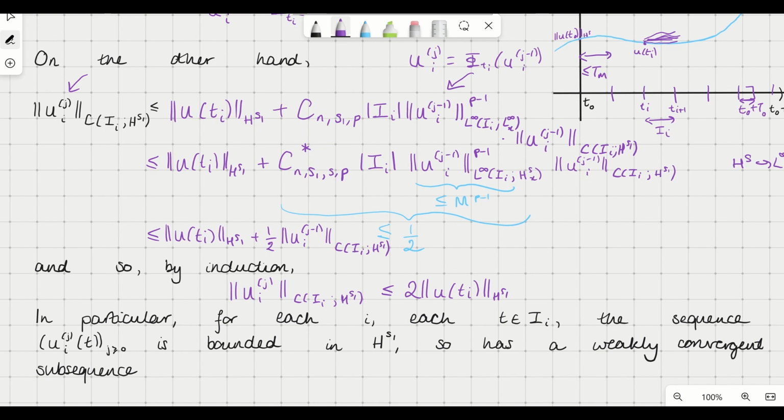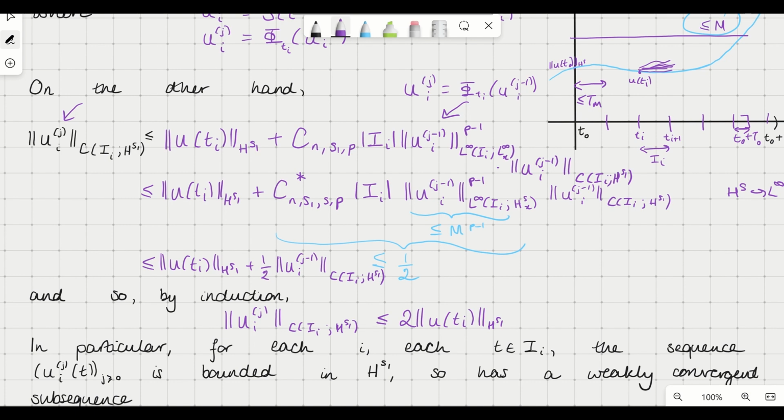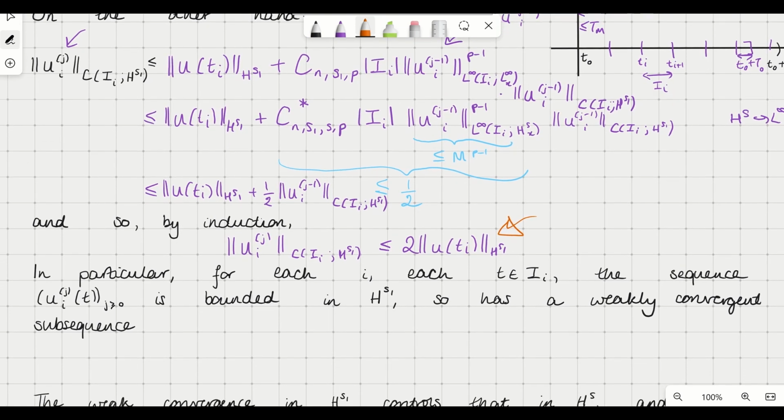So in particular, we have that on each of these intervals I_i, at any time in the interval, the sequence u_j at t, so one of these iterates u_j on the interval I_i at the time t, is bounded in HS1 by twice the norm of u at t_i in HS1, if we already know that u lies in HS1 at time t_i. So this means in particular that it has a weakly converging subsequence.